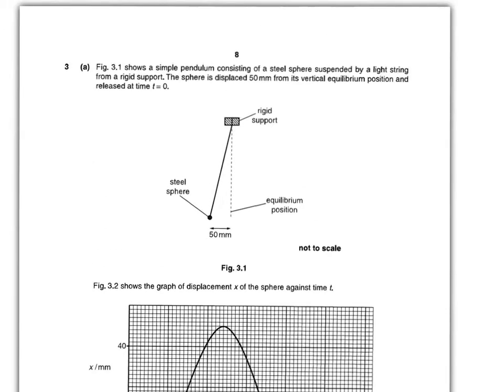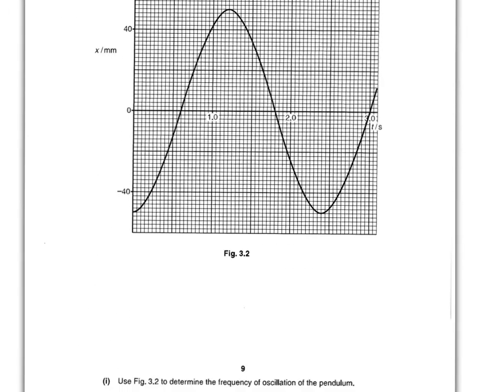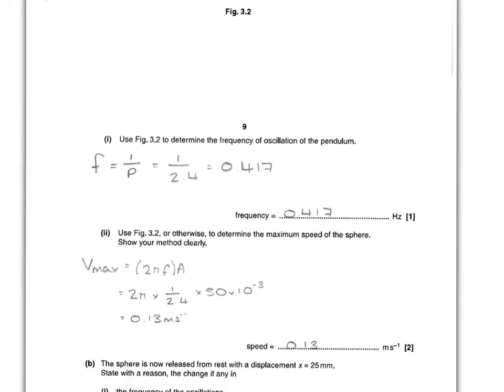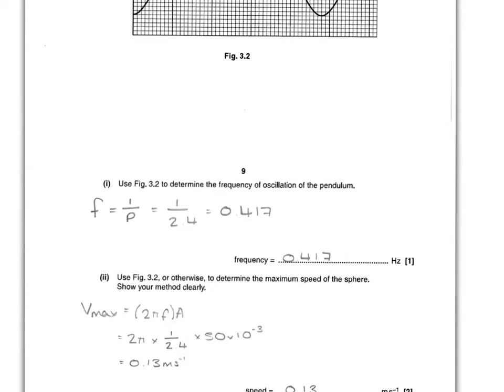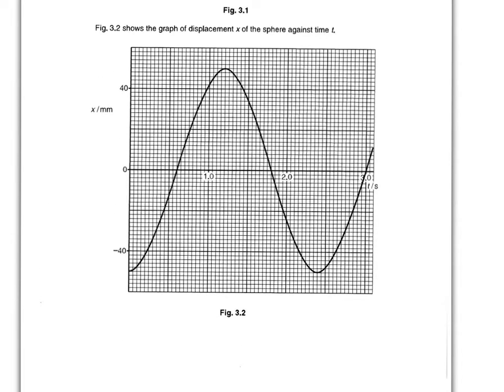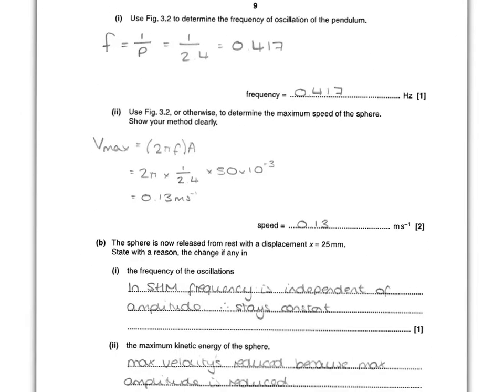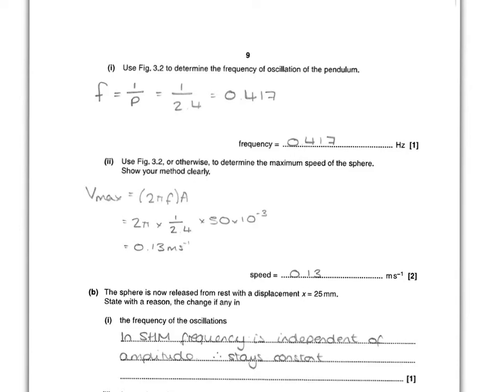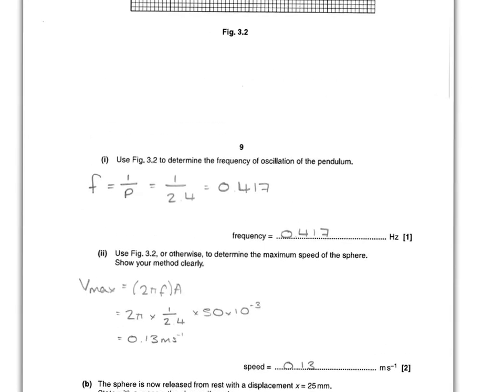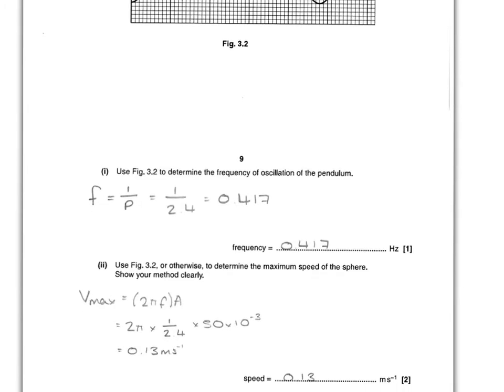Okay, so question 3 is on simple harmonic motion, and the first question has us find the frequency, which is 1 over the period. So if we take another look at the graph, the period is the time for one full oscillation, so your 2 points there, which we can see is about 2.4, so it's just 1 over 2.4 there. And then for part 2, we're asked to work out the maximum speed, which is 2 pi f a, so using the frequency from the earlier question.